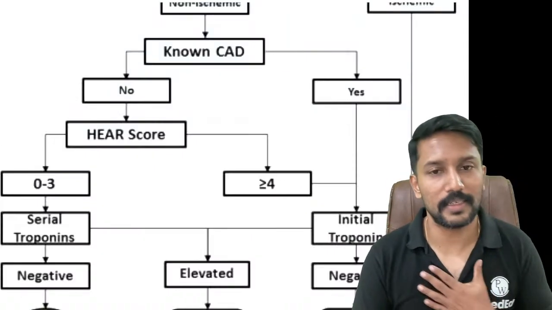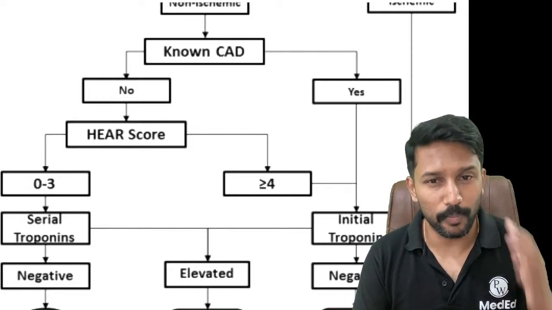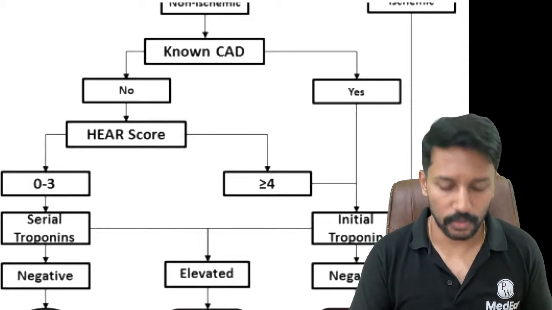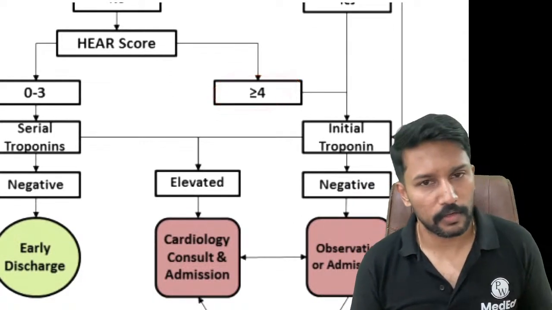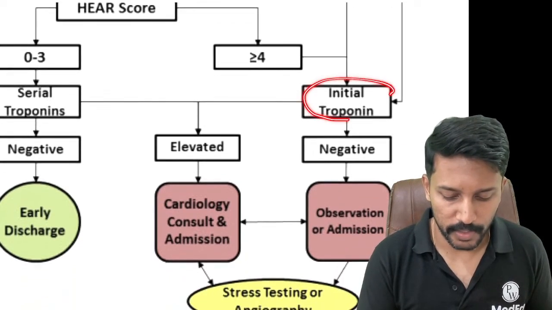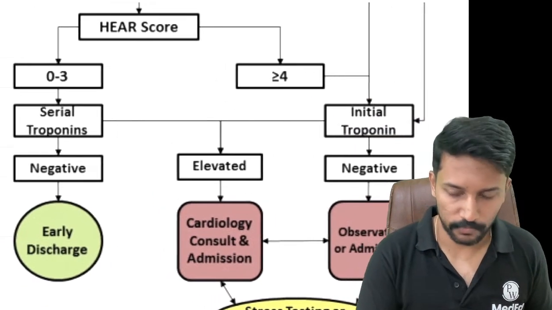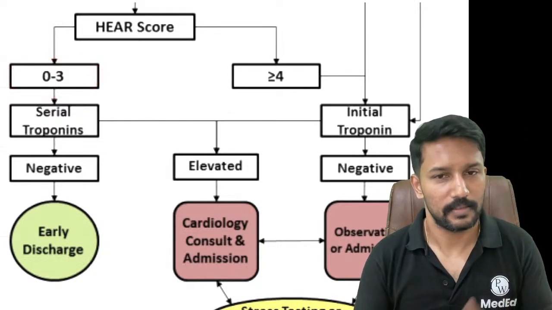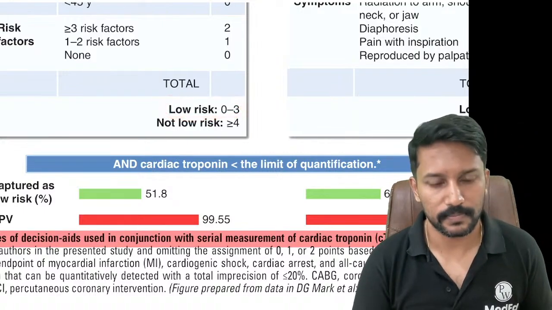So in a patient who presented with acute chest pain with no ECG changes and no background history of coronary artery disease, I calculate the HEART score, and if it is 4 or more, my next decision will be based on the troponin. But now just look at the other side of the flow chart. Even if my HEART score is 0 to 3, we just counted according to Harrison that it is low risk.